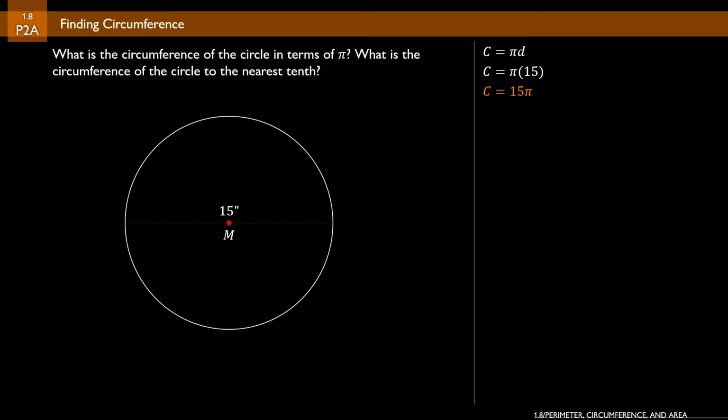Now, in order to find the answer in terms of the nearest tenth, we need to take out the calculators, multiply 15 times pi, and that's going to give us approximately 47.1.